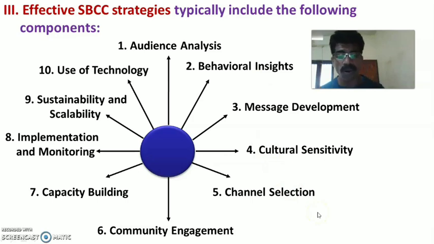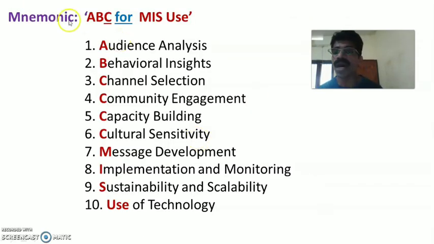These 10 components can be easily understood with a small mnemonic. So let us explain the mnemonic for these 10 strategies or components. I have made a simple mnemonic to remember the 10 components of the strategies of SBCC, that is ABC for misuse. ABC for misuse. Here I have underlined C and I have written 4 in blue ink.